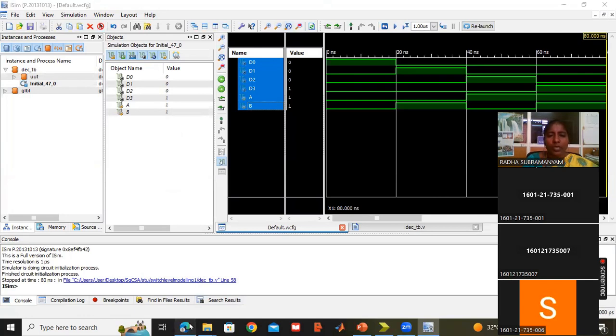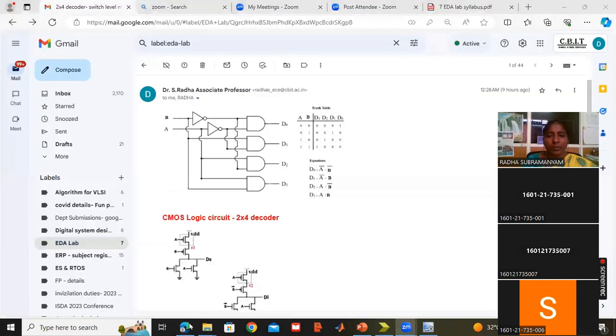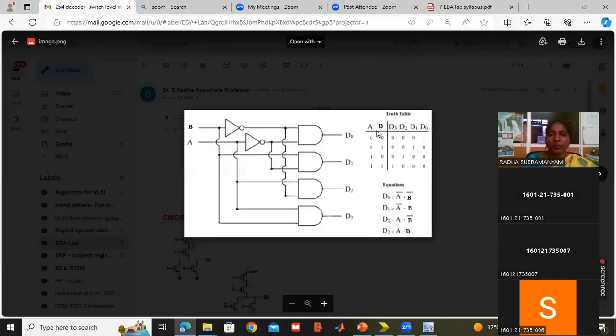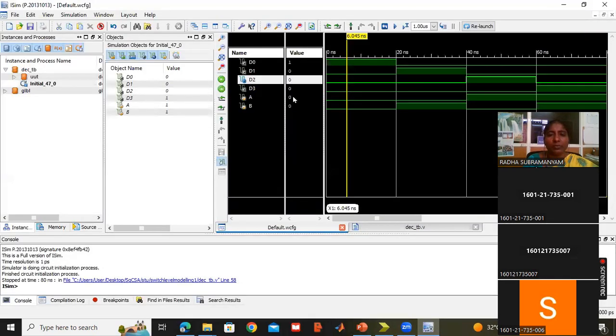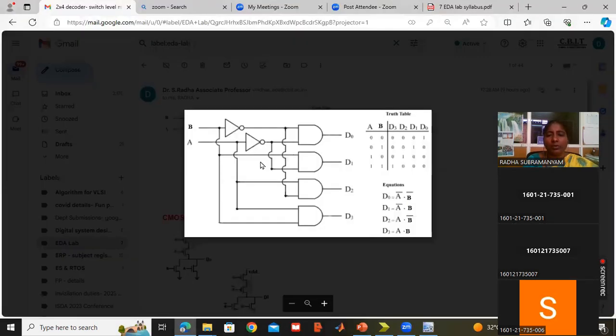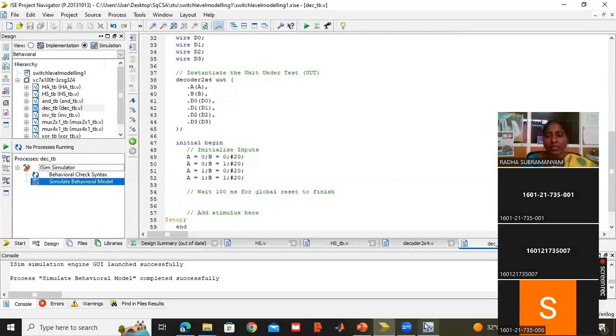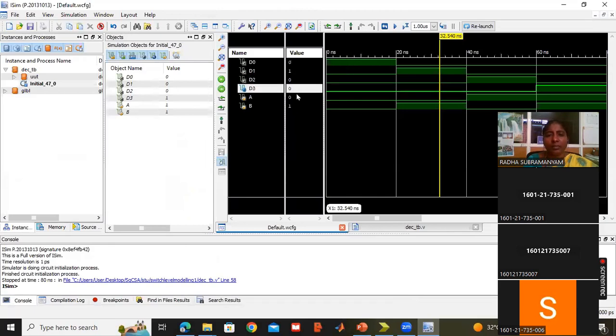Now, as per the truth table, what should come? When AB is 00, only D0 should be 1. All other outputs are 0. So AB 00 means only D0 is coming as 1. Now AB 01 means only D1 should come as 1.